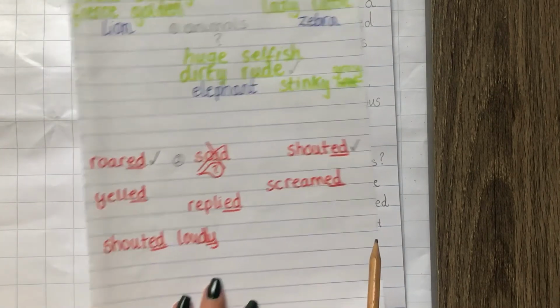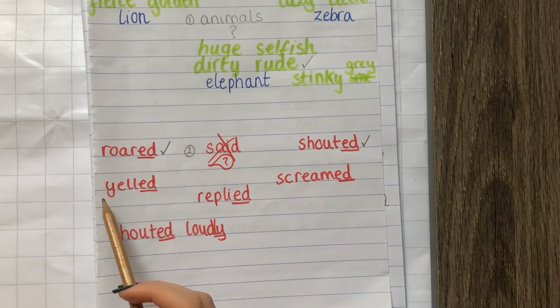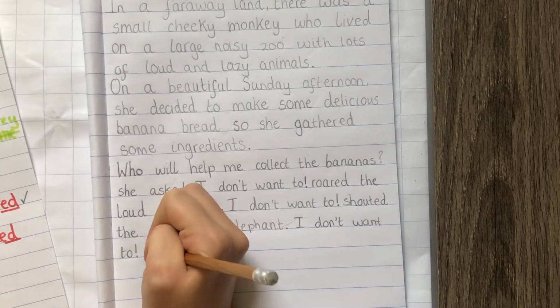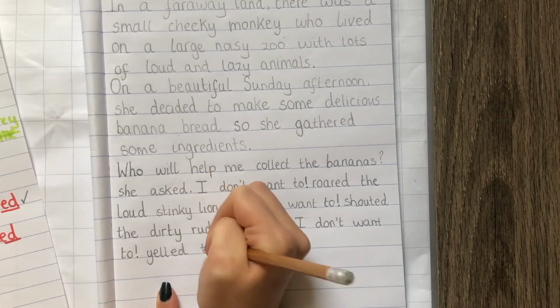What is my zebra going to do? They are going to yell. They yelled. Yelled. E-D. Yelled the.